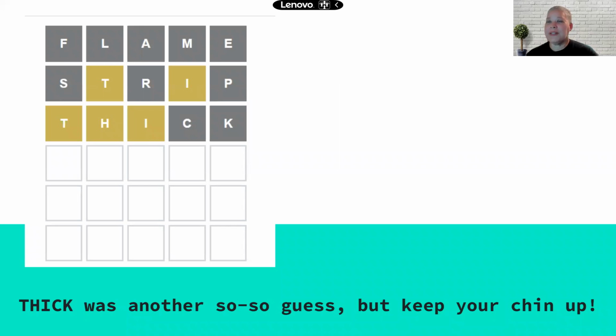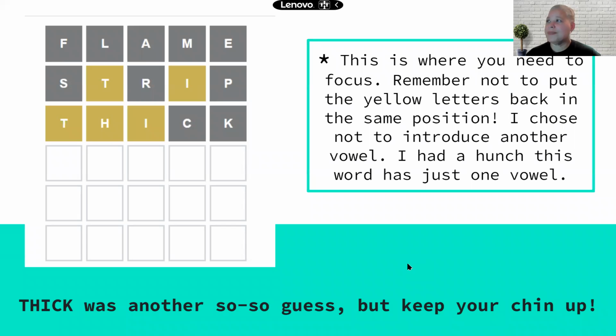All right, I tried thick. So I kept the T and the I in there, but I put them in different places. This was not a great guess, but I want to say this is where you need to focus. Just keep remembering not to put the yellow letters back in the same position. I do it sometimes just out of frustration. I just can't think of a word that has the letters in a different place.